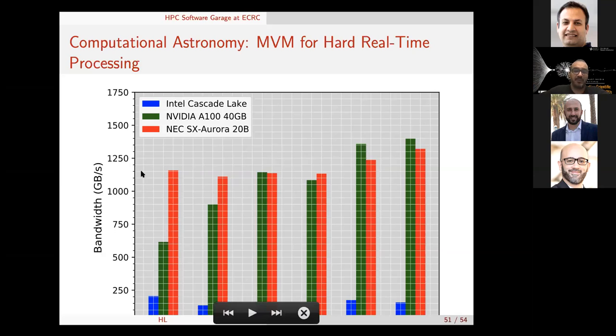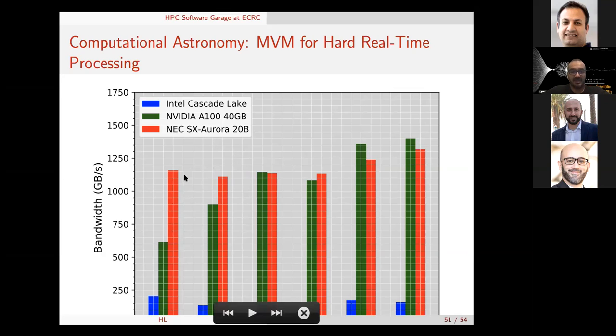So we're looking at bandwidth, and higher is better. I guess the blue bars from Intel are cut, but that's okay. I mean, it's slow anyway. So then we look at the other performance we got from NVIDIA A100, and also we look at NEC SX-Aurora.